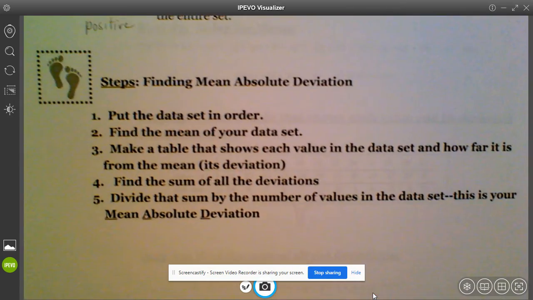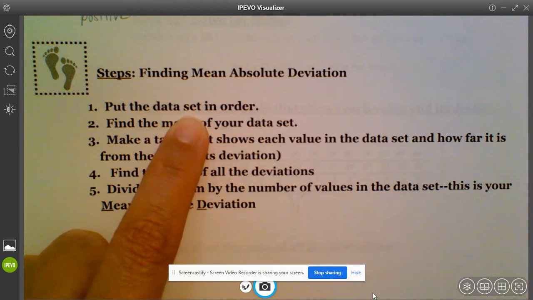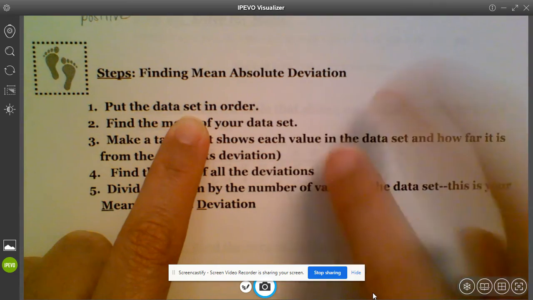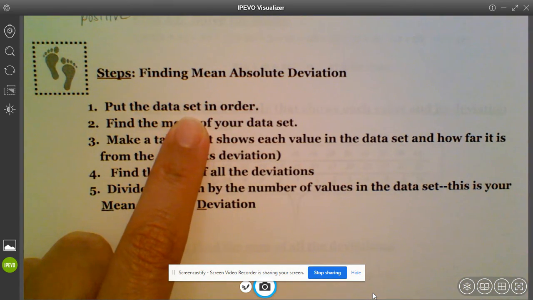These are the steps to find the mean absolute deviation. You'll put the data in order. You really don't have to, but keep in mind when I give you an assignment, I'm going to ask for the mean, the median, the mode, the range, and the mean absolute deviation. So you've got to put the data in order for the median. So go ahead and just do it now.